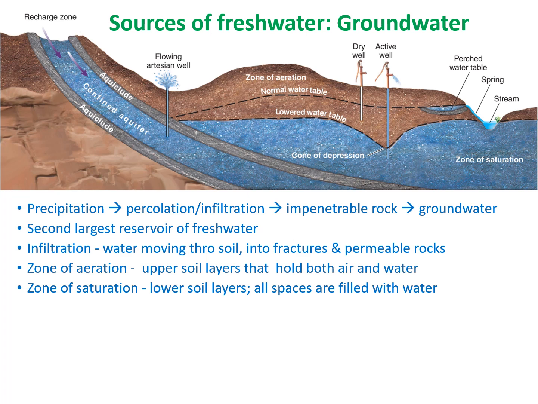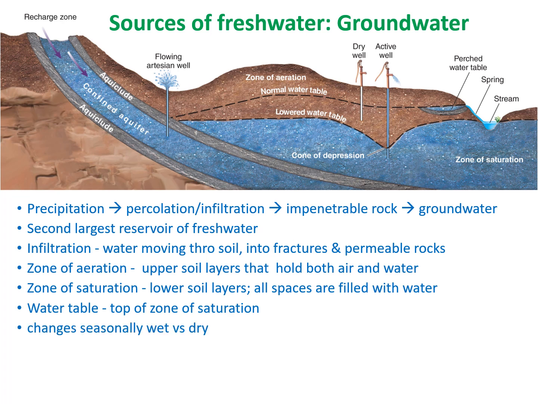The zone of saturation is the lower layers of soil where all soil space is filled up by water. And the water table is in fact the topmost layer of the zone of saturation, right? At and below the zone of saturation, you are going to start seeing soil water instead of soil air.